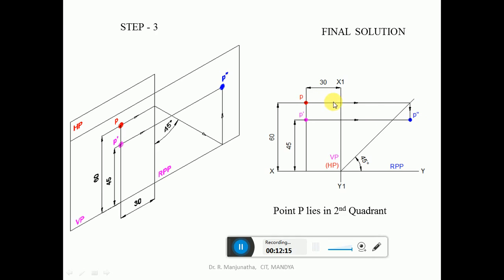Then measure the distance from X1 Y1 to this vertical projector, which is 30, and you mark that. Then the distance from P dash to this XY line is 45 mm, you give the dimension, and also from P to the XY line the distance is 60, so you mark that. So this is going to be the final solution, and it also says to state the quadrant in which it lies. The condition of the point here is that the point is above HP and behind VP, so the point capital P lies in the second quadrant. So this will be the final solution.